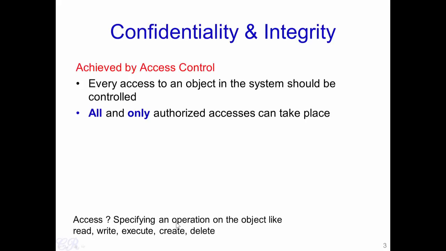So, what do we mean by access? Essentially, by access we mean an operation on the object which a particular process intends to do. These operations could be one of read, write, execute, create or delete. Now, this access should be permitted if and only if the particular process is authorized to make that access. In other words, only if a process is authorized to execute a particular program or read or write to a particular file, only then should the operation be permitted.